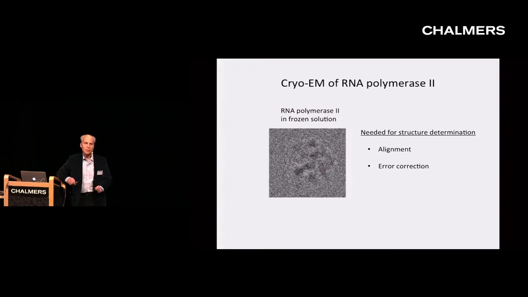The problem is complicated even further by blurring of the images due to movement of the molecules under the electron beam of the microscope. So the low signal-to-noise ratio of the individual images limits the precision of alignment and of correction of microscope errors, and ultimately the resolution of the analysis. Many years ago, about 20 years ago, we thought to try to address this problem by introducing large heavy atom clusters, attaching them to the protein of interest.